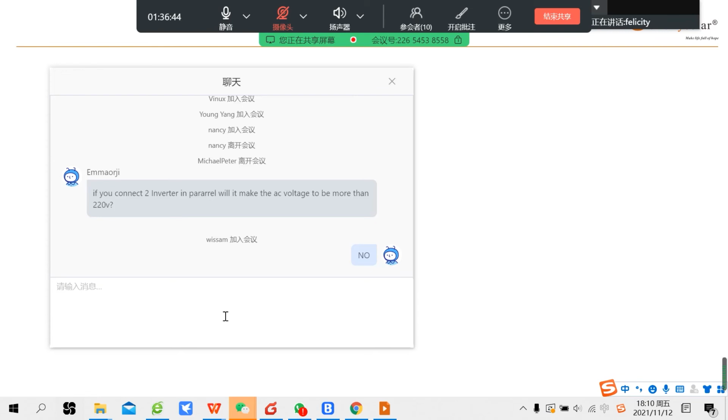If you connect two inverters in parallel, it only extends your output power. Like two pieces of 5 kVA, if you parallel them, then your system becomes 10 kVA. But the output is still 220 volt AC.